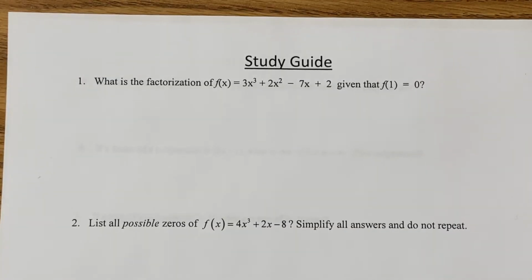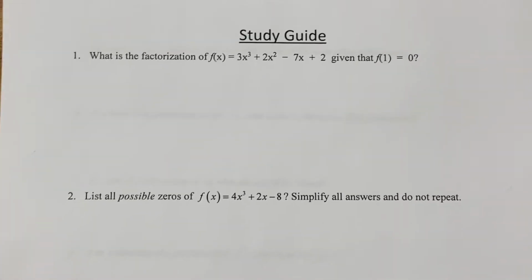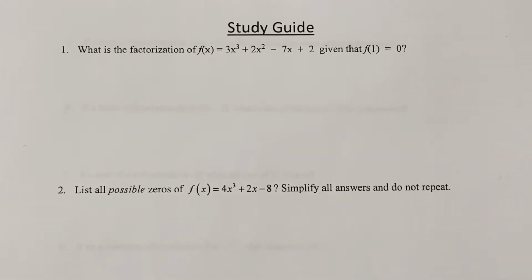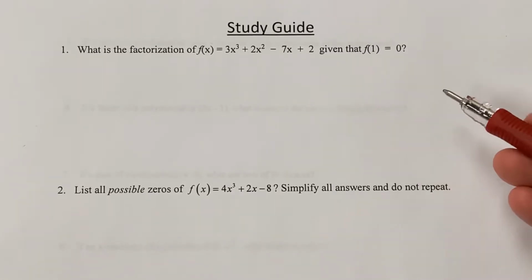Hi everybody, this is the study guide for polynomials, higher order polynomials, part 1. So we are going to be talking about a bunch of things. The first section is going to be about the relationship between zeros and factors and roots and all stuff like that, at least for these problems. So let's go ahead and get started.